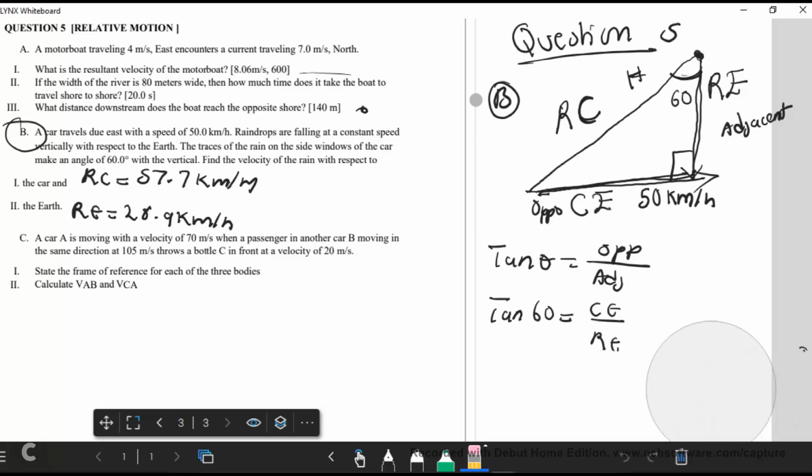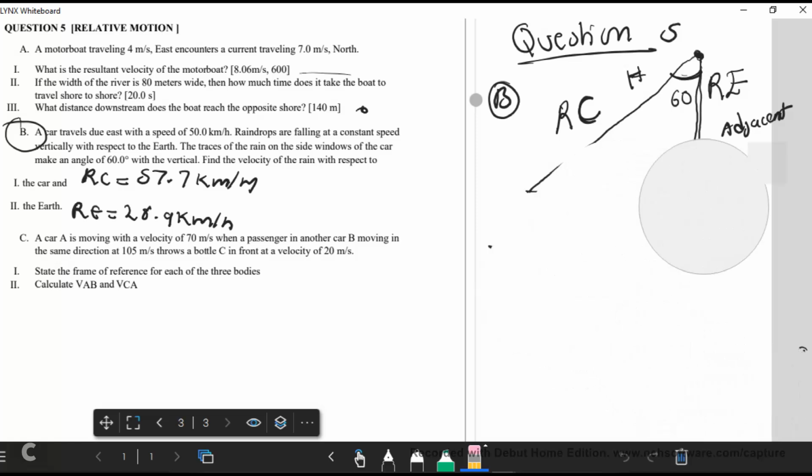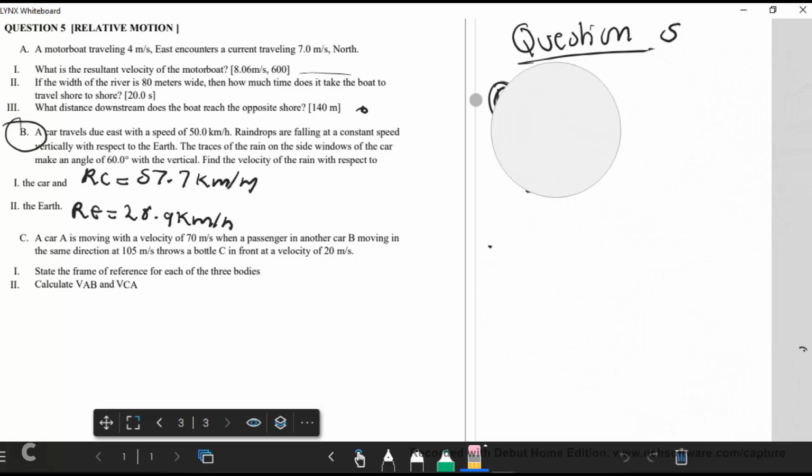So let's find the last question. The last question is saying the car A is moving with a velocity of 70 meters per second, when a passenger in a car B moving in the same direction at 105 throws a bottle C in front at a certain velocity. So the first question says state the frame of reference, right?